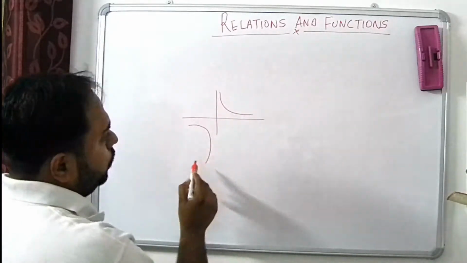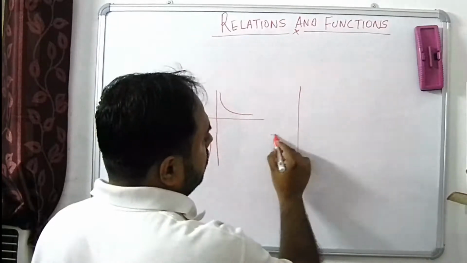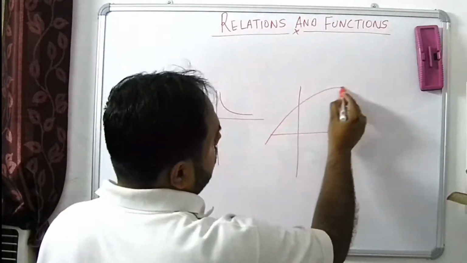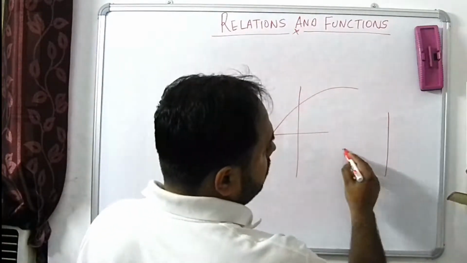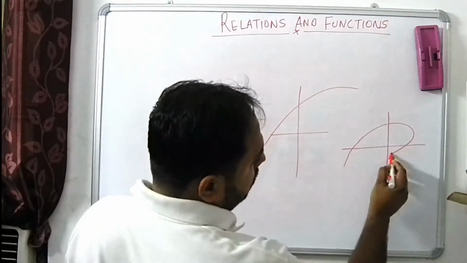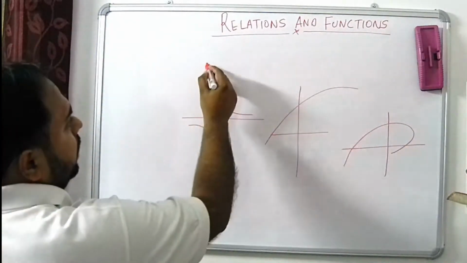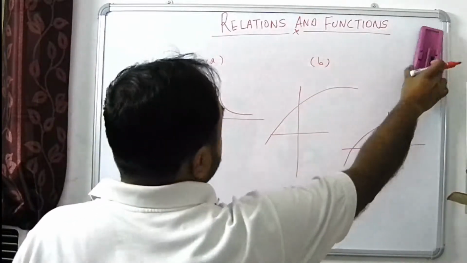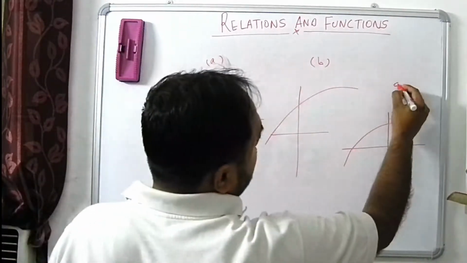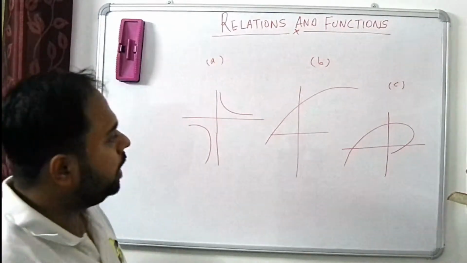One is this graph. Second is this graph, and the third is, suppose, this graph. Which of these graphs, say graph A, graph B, and graph C, cannot be a graph of a function, right?